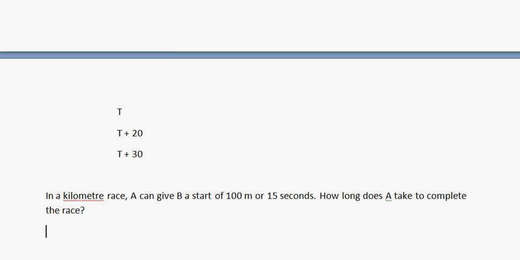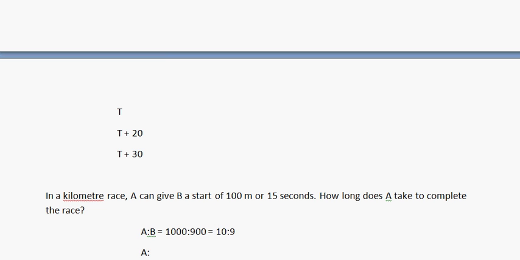How long does A take to complete the race? Now if A gives B a start of 100 meters, A has to travel a kilometer and B has to travel 900 meters only. So the ratio of the speed of A and B would be 1000 ratio 900, which is equal to 10 ratio 9.